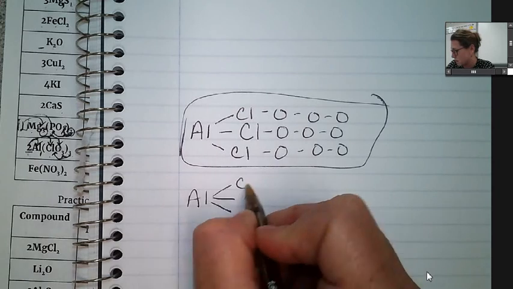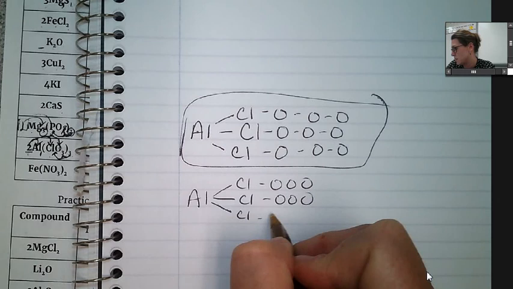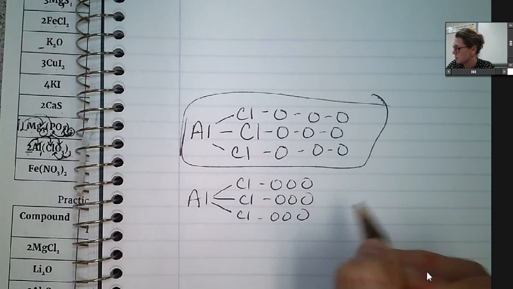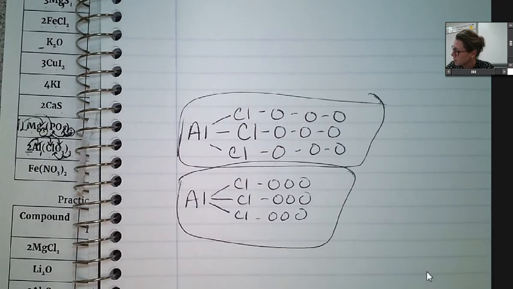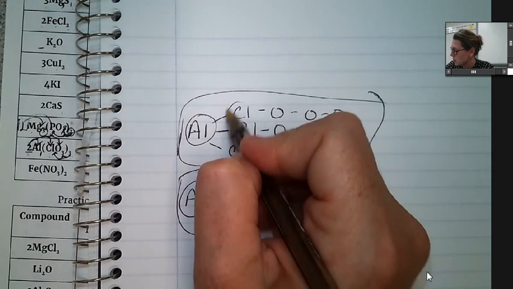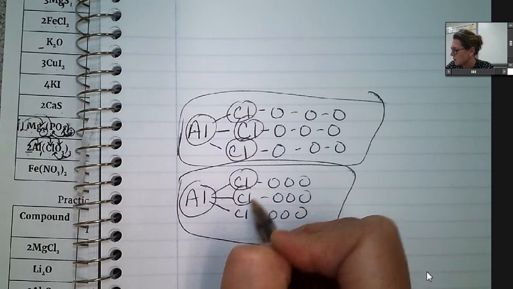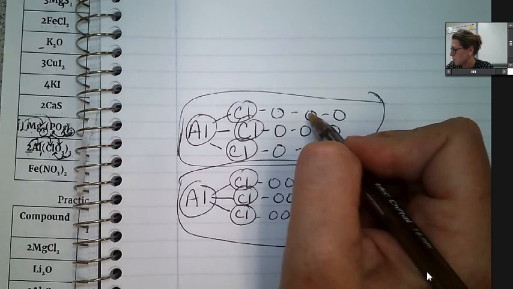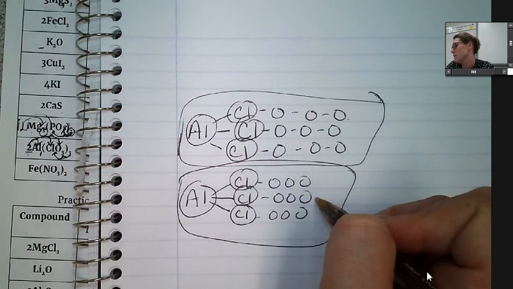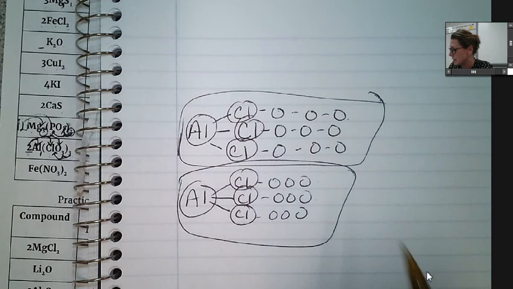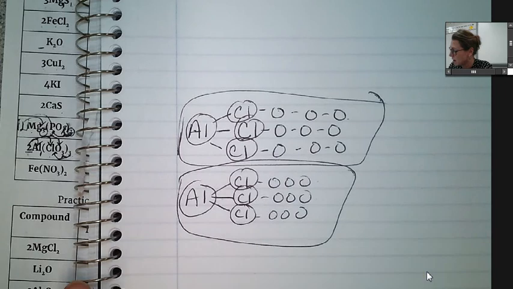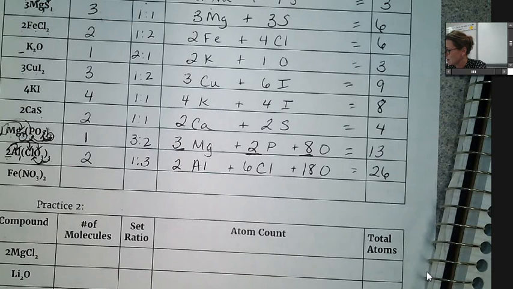Now, if I have 2 of those, and these are just their symbols, then I can count up and get what I've got. So I've got 2 aluminums. I've got 1, 2, 3, 4, 5, 6 chlorines, and I've got 1, 2, 3, 4, 5, 6, 7, 8, 9, 10, 11, 12, 13, 14, 15, 16, 17, 18 oxygens, which is exactly what we came up with using the math. All right, let's move on to the next one.